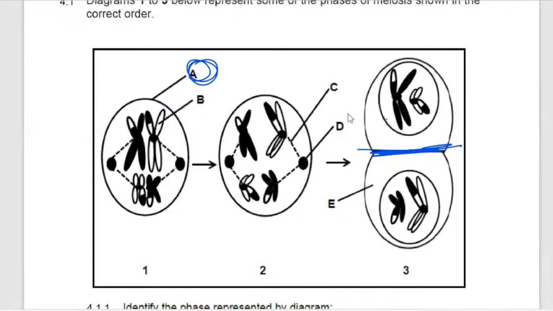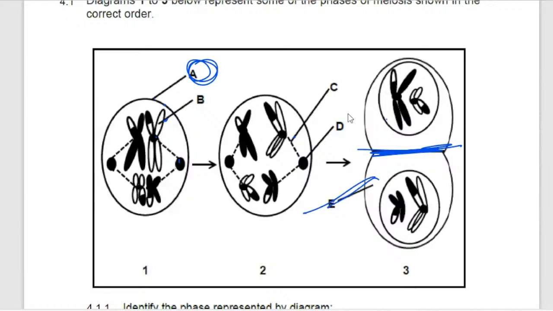So this is the cell membrane. This is the chromatid. This is the centriole. The dot is the centromere. This is the spindle fiber. And what is this? This is the cytoplasm. So now I think you know.